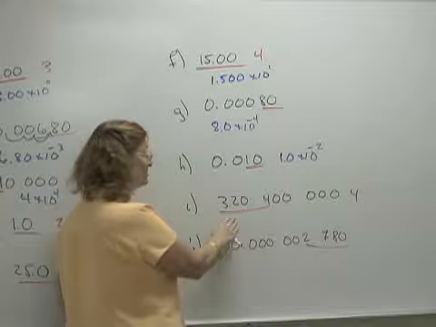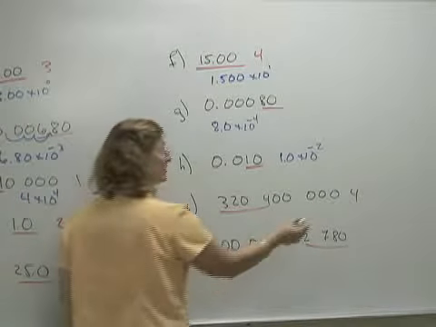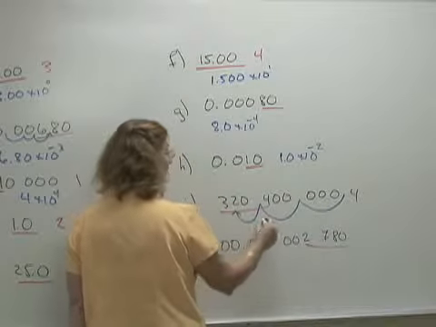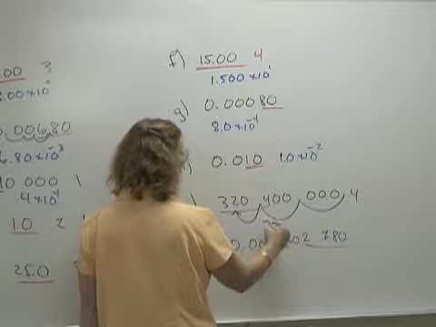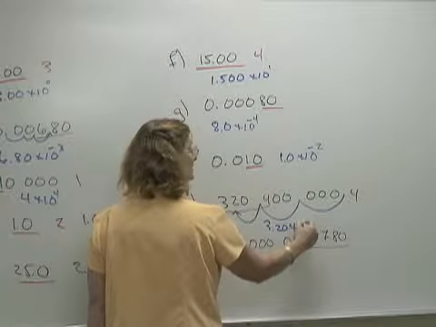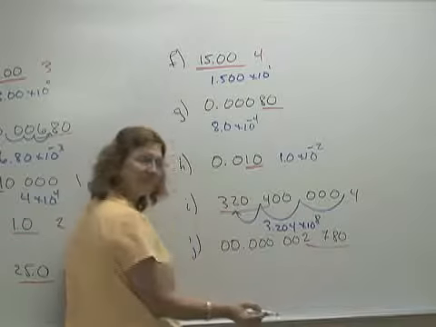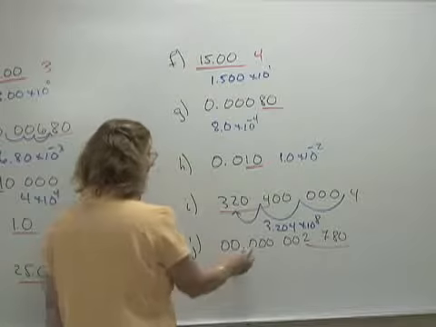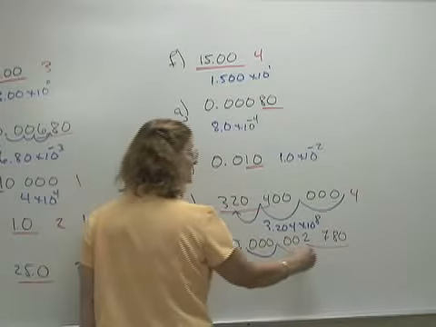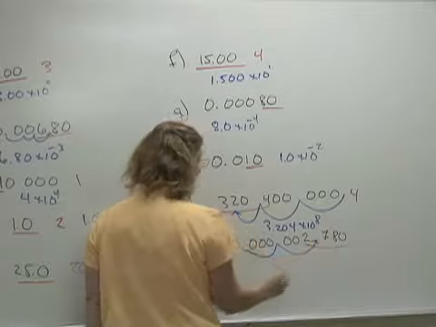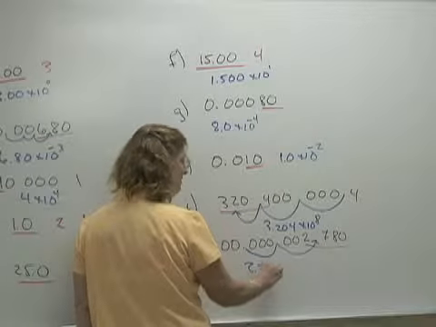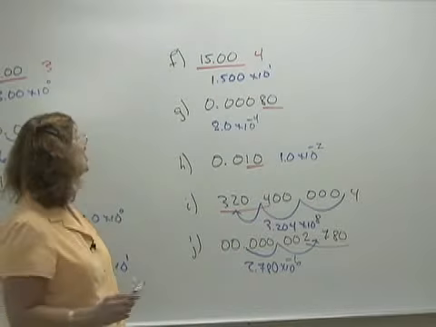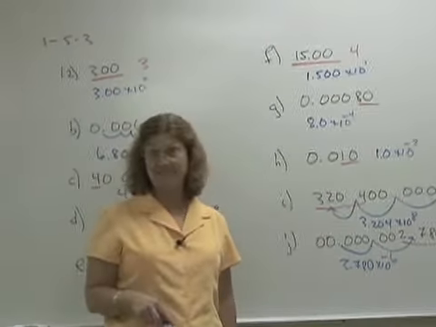And I, this number is larger than 1, so I have a positive exponent, and I'm going to move it 3, 6, 8 places. So it's 3.204 times 10 to the 8th. In the last one, this number is less than 1, so it has a negative exponent, and I'm moving it 3, 6 places. So it's 2.780 times 10 to the negative 6th would be the answer to number 2J.